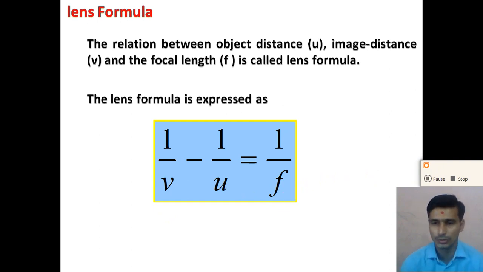So what is the use of this lens formula? Once we know the focal length of the lens and the object distance, where the object is placed at some distance u from the pole of the lens, we can easily find out the image distance, where the image of the object forms, with the help of the lens formula. So if we know the focal length and the object distance, we can find the image distance, or the position of the image, with the help of this lens formula.